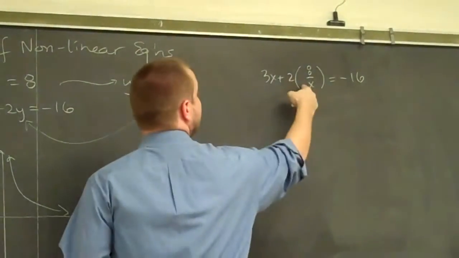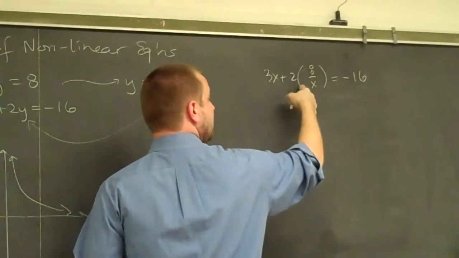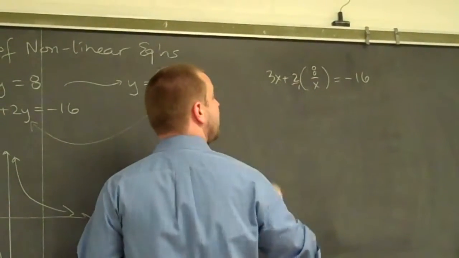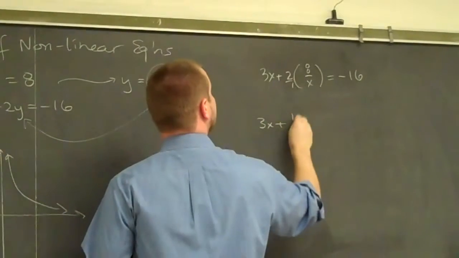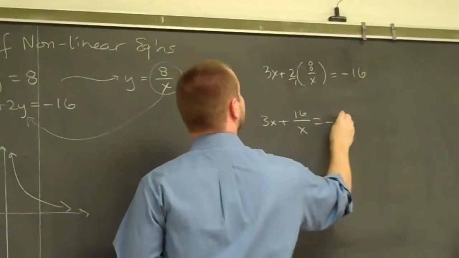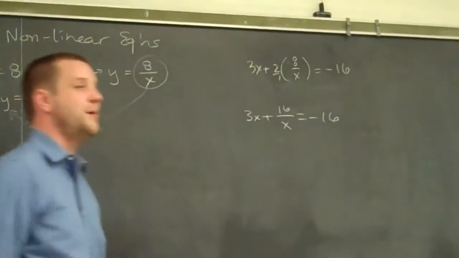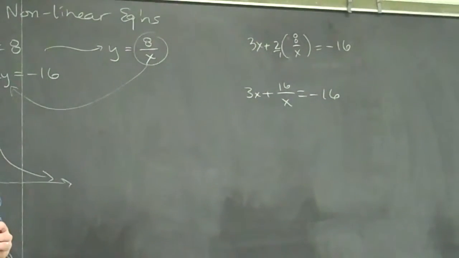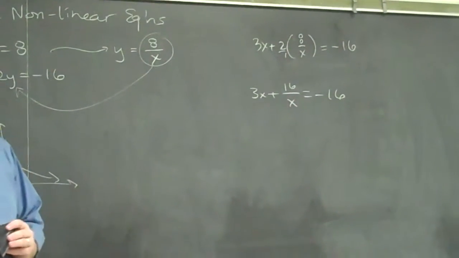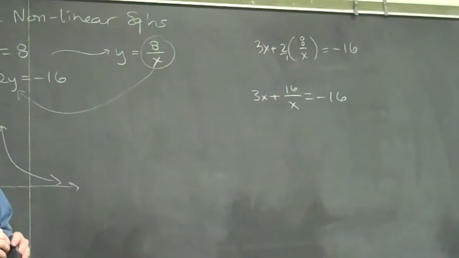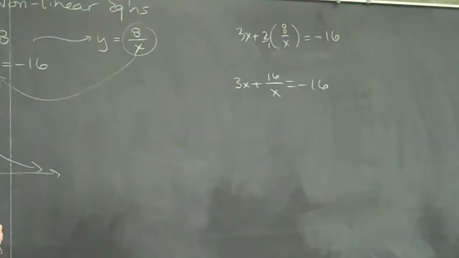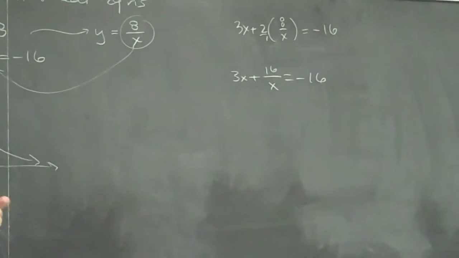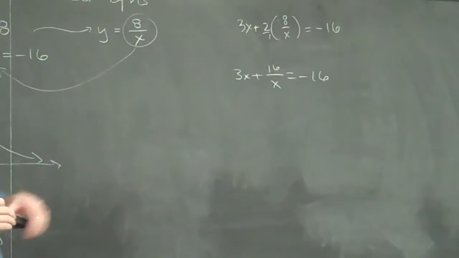But when I multiply the 2 times this, do I multiply top and bottom by 2? Yeah, just the top, right? So this is 3x plus 16 over x equals negative 16. Good. Now what? I see fractions. Do you? And in most cases, I don't like fractions. Do you? So what should we do if we have fractions and we don't have to have them? We should get rid of them, right? So how do I get rid of fractions?